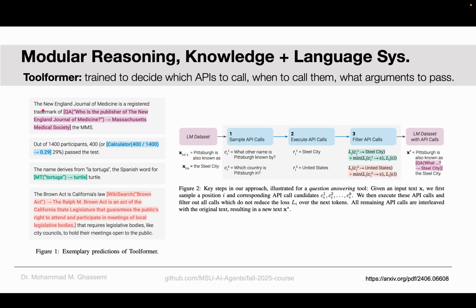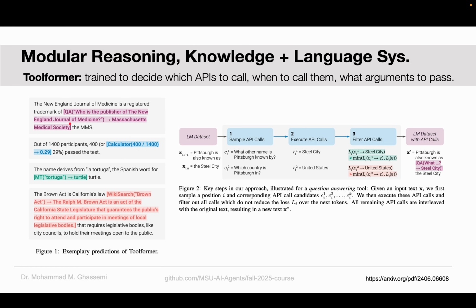And what I'm showing you here are 2 figures that come from the paper. On the left-hand side, I've got the first figure, which is showing some text that someone might put in a prompt. Let's say here we have "The New England Journal of Medicine is a registered trademark of," then you can see there's this purple text, the MMS. So this purple text is actually what the Toolformer model is generating. You pass in the text up to this point, "The New England Journal of Medicine is a registered trademark of," and Toolformer figures out that it can call an API on its own, just based on the text.